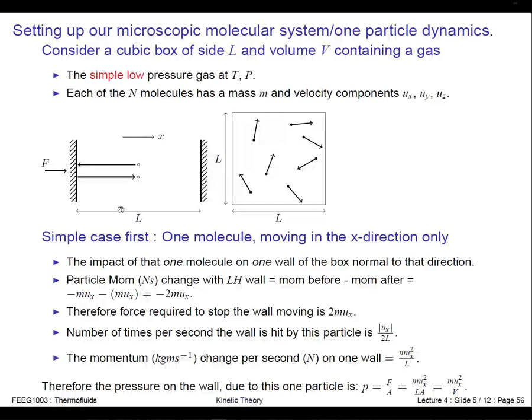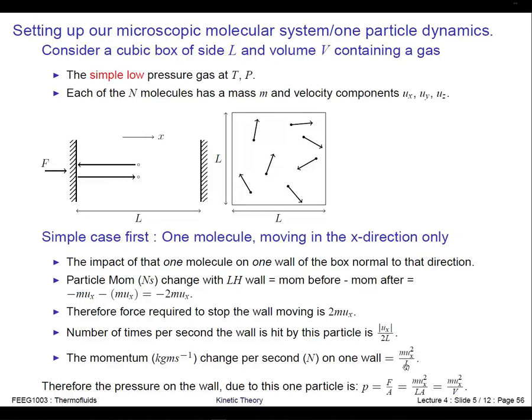And if we wanted to work out the pressure on the wall, the pressure is the force divided by the area, and we know that the force is mu squared divided by L, and we know that the area is L squared because it's a box of side L. So mu squared divided by V is the pressure generated by a single particle hitting that wall if it's just moving in the x direction.